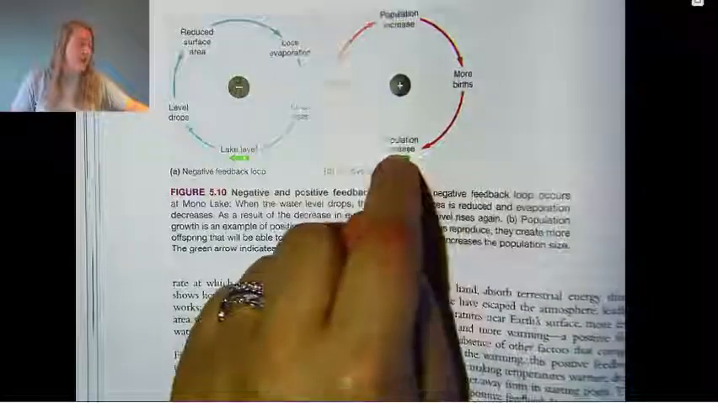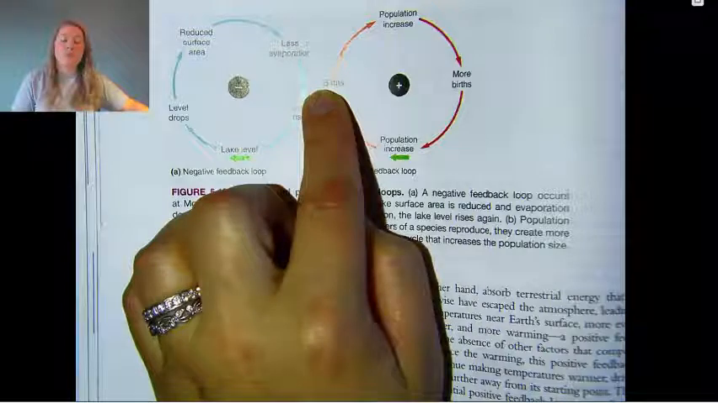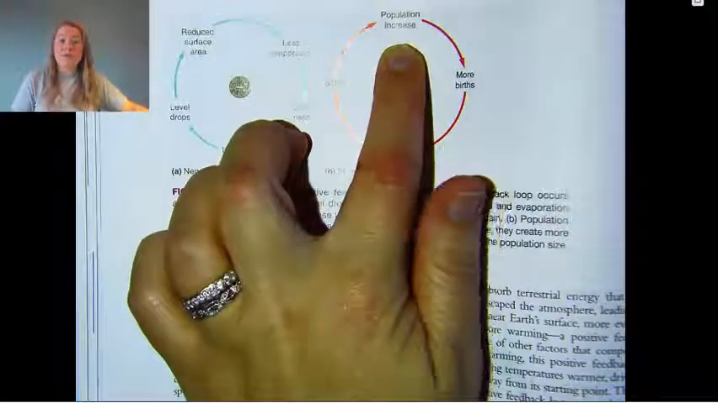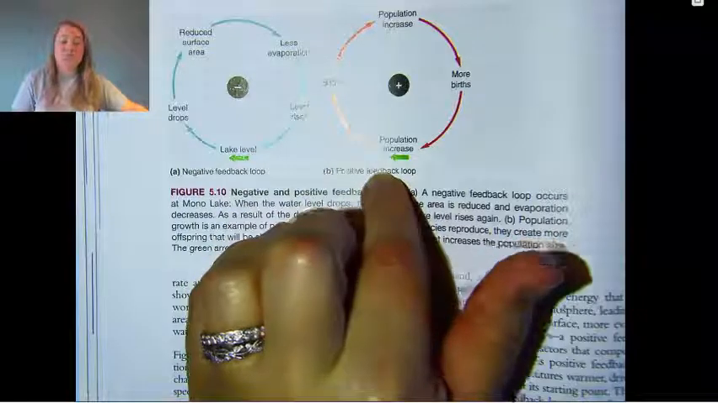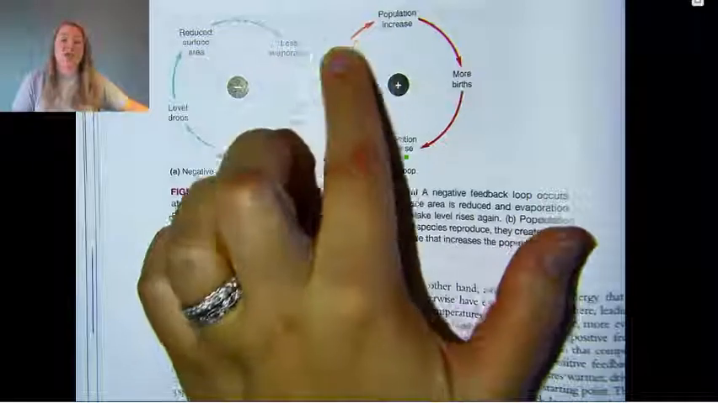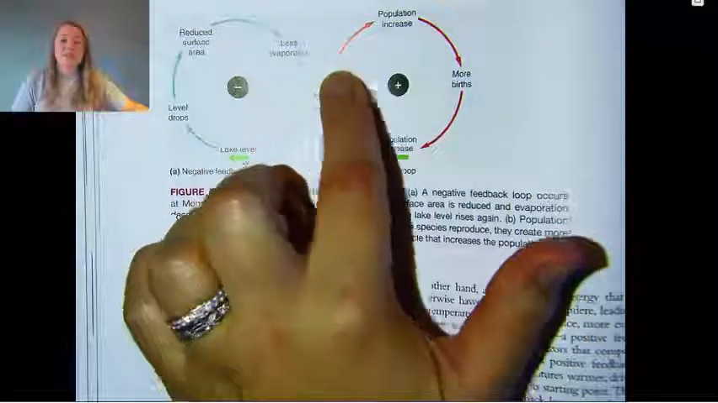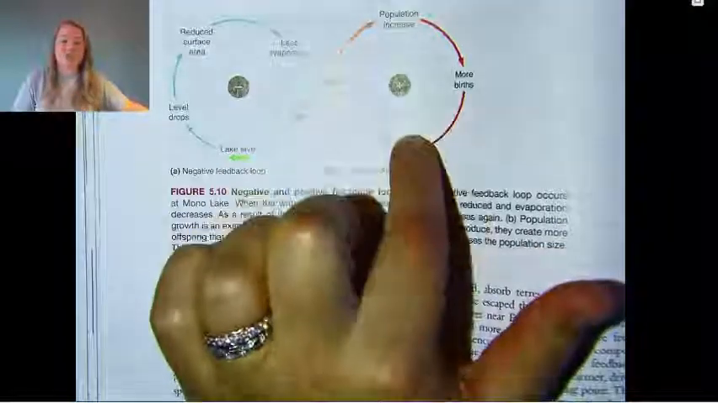So we have our population increasing, which means that there's more births. More births increase the population size. If you have more people, that means more people are having babies. So that means your population is going to increase, which means you're going to have more babies. And it's just going to keep looping. This change of births is leading to more births. So change leads to more change. That's positive.